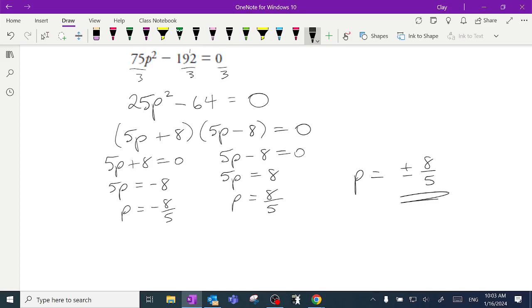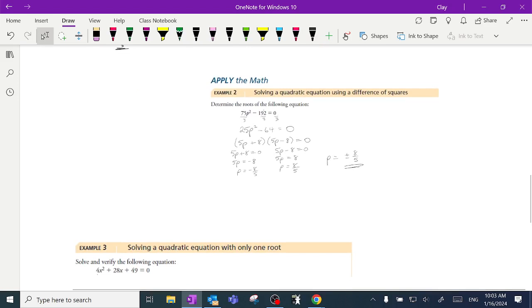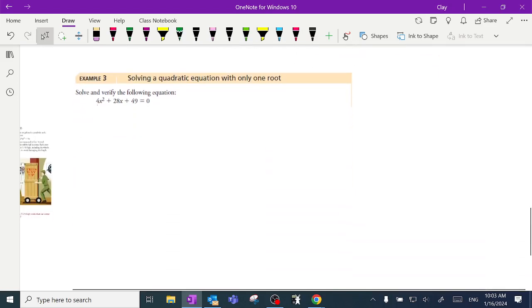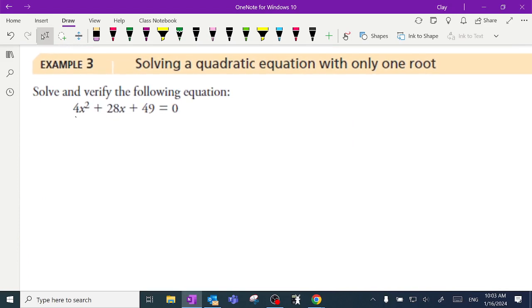Difference of squares. Let's see if I can find another one that uses decomposition. Or else, if not, I'll have to make one up. There we go. That's a decomposition. Well, it doesn't have to be, but I'm going to make it one. Solve and verify the following. Okay. This one's pretty gnarly. Actually, I don't know that I need to do decomposition on this one. You know what I noticed about this one?